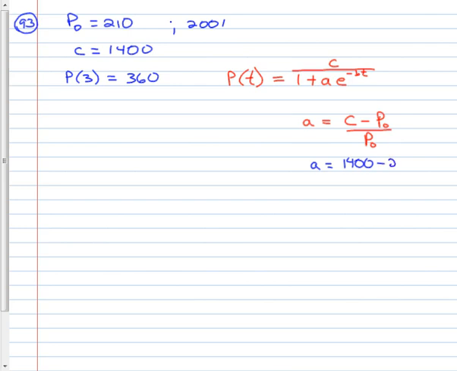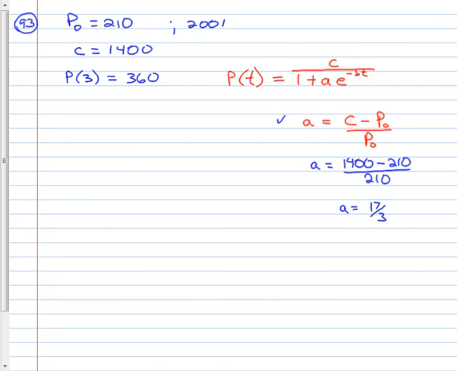Original population is 210, divided by 210, our original population. If I simplify that, I'm not going to go to a decimal. 17/3, because I want to try to keep this accurate. If I go to a decimal, that's going to cause some rounding error into this thing. So the first thing, I got my A value.